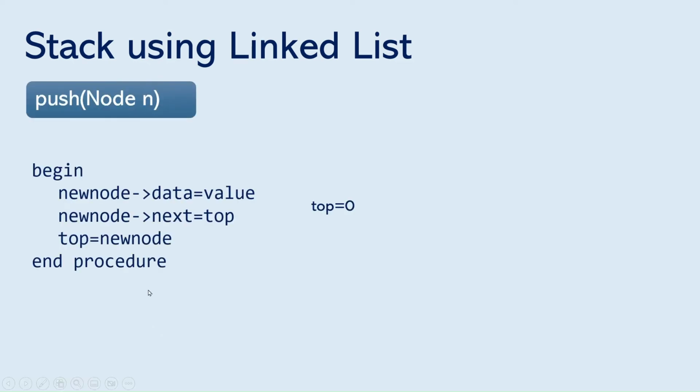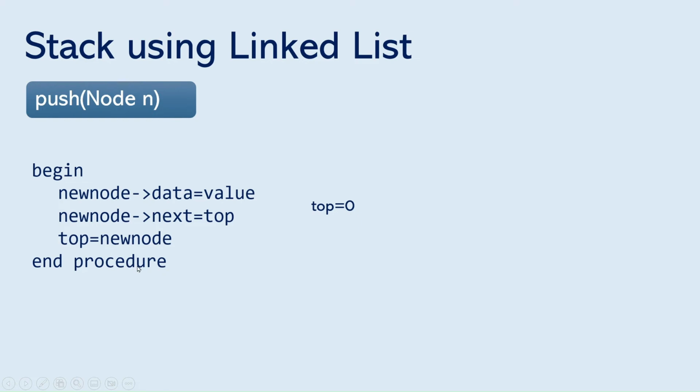The algorithm of the push function says that new node data will be assigned the value which is given by the user. New node next will be given the value of the top, which is a pointer we take at the start of the program as 0 at start, and then the top will be assigned the address of the new node.